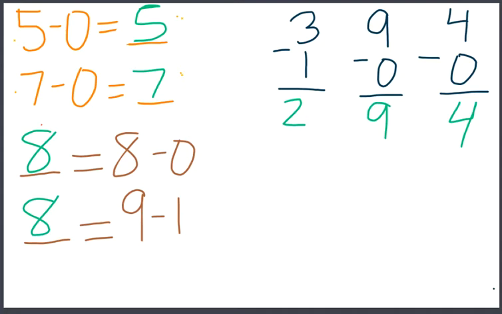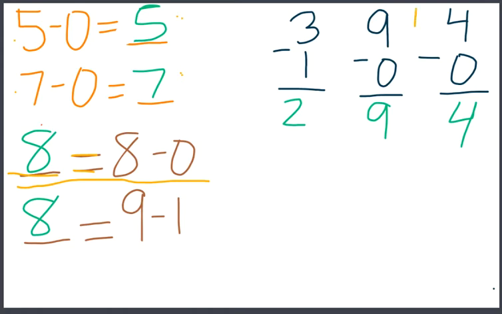Now this problem right here is written different than 5 minus 0 and 7 minus 0 because it's just kind of flipped around. We see the answer written first, then equals, then 8 minus 0. But it still says the same thing. 8 equals 8 minus 0. Just the blank space for the answer was written first. But we can still think 8 minus 0, not taking anything away, equals 8.